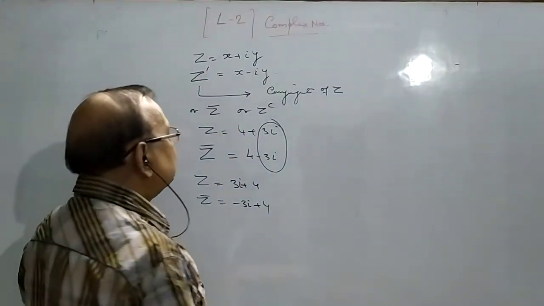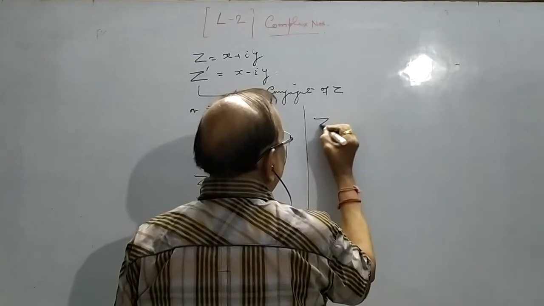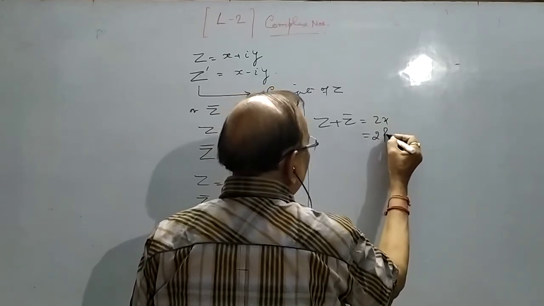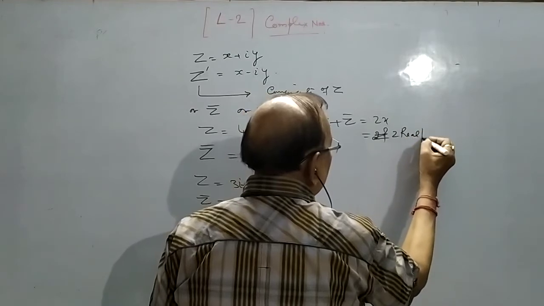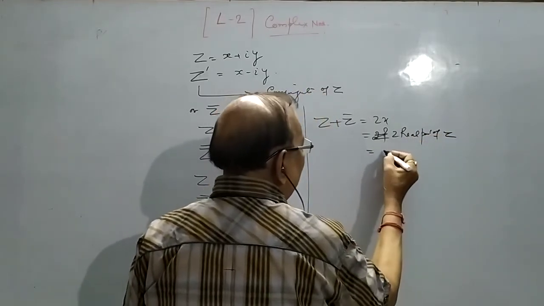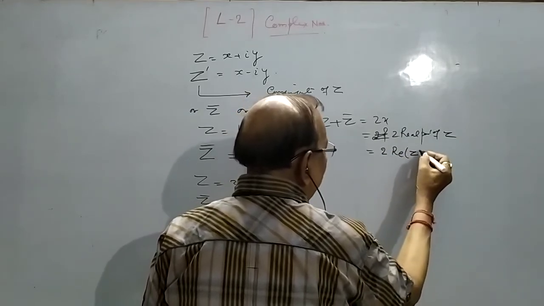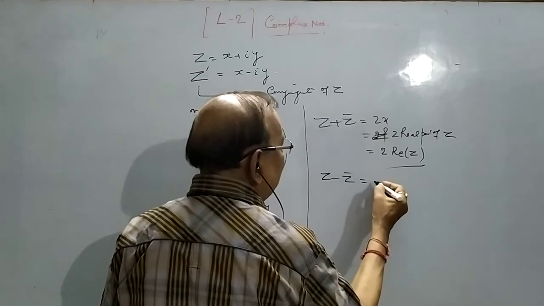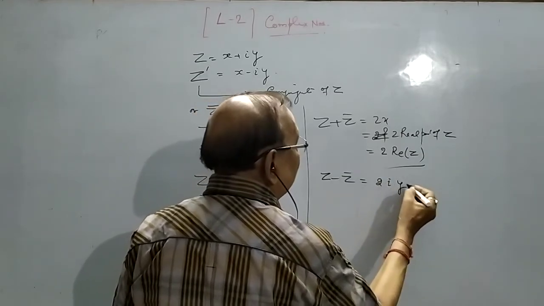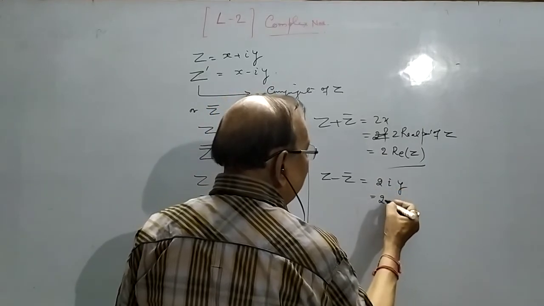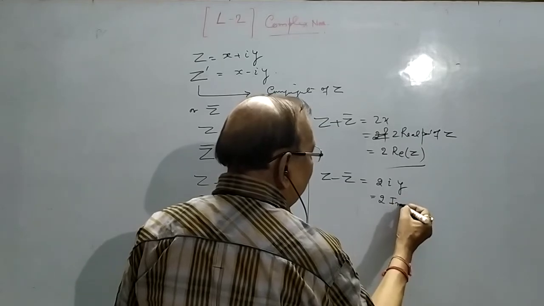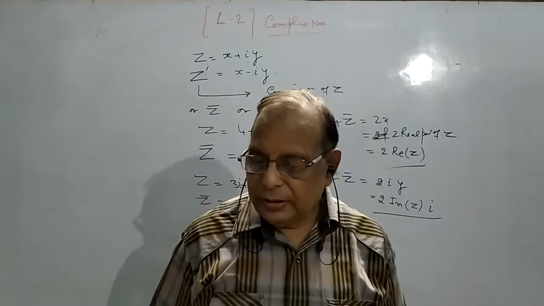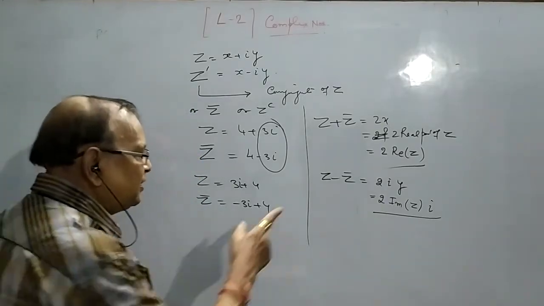What happens if you add these two numbers? That means z plus z conjugate is equal to 2x, that is twice the real part. In short, we write like this, z plus z conjugate is twice the real part of z. And z minus z conjugate is equal to twice i y, that means twice the imaginary part of z into i. Don't forget to write i to make it an imaginary number. That is a serious fault.